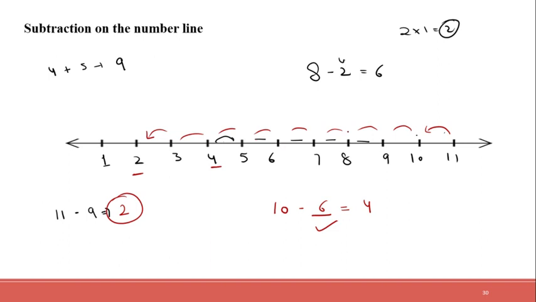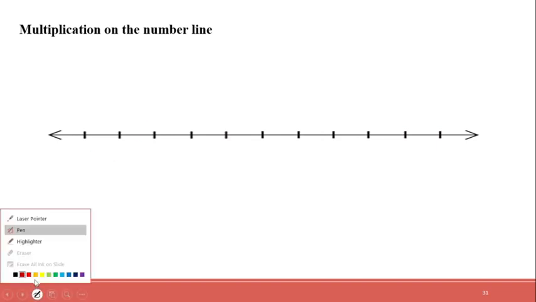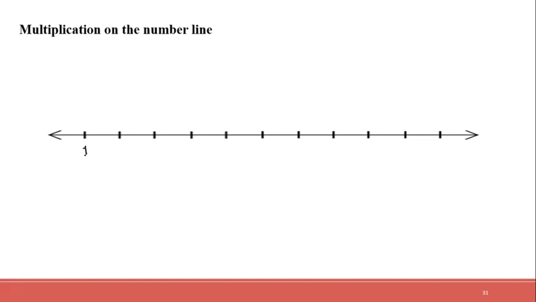It is nothing but simple addition and subtraction, but it is just a way to represent addition and subtraction on the number line. Let's come to multiplication. This is interesting. First, let me write 1, 2, 3, 4, 5, 6, 7, 8, 9, 10.